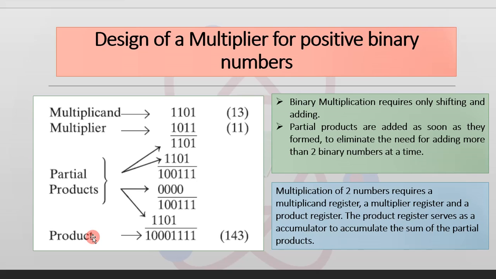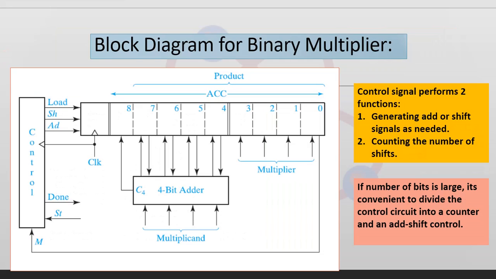So let us look into the block diagram for the binary multiplier. Here is the block diagram, wherein I have the 4-bit multiplicand, the 4-bit multiplier register, and a total of 8-bit register to store the product. This product register serves as an accumulator to accumulate the sum of the partial products, and instead of shifting the multiplicand left each time before it is added, it is more convenient to shift the product register to the right each time.